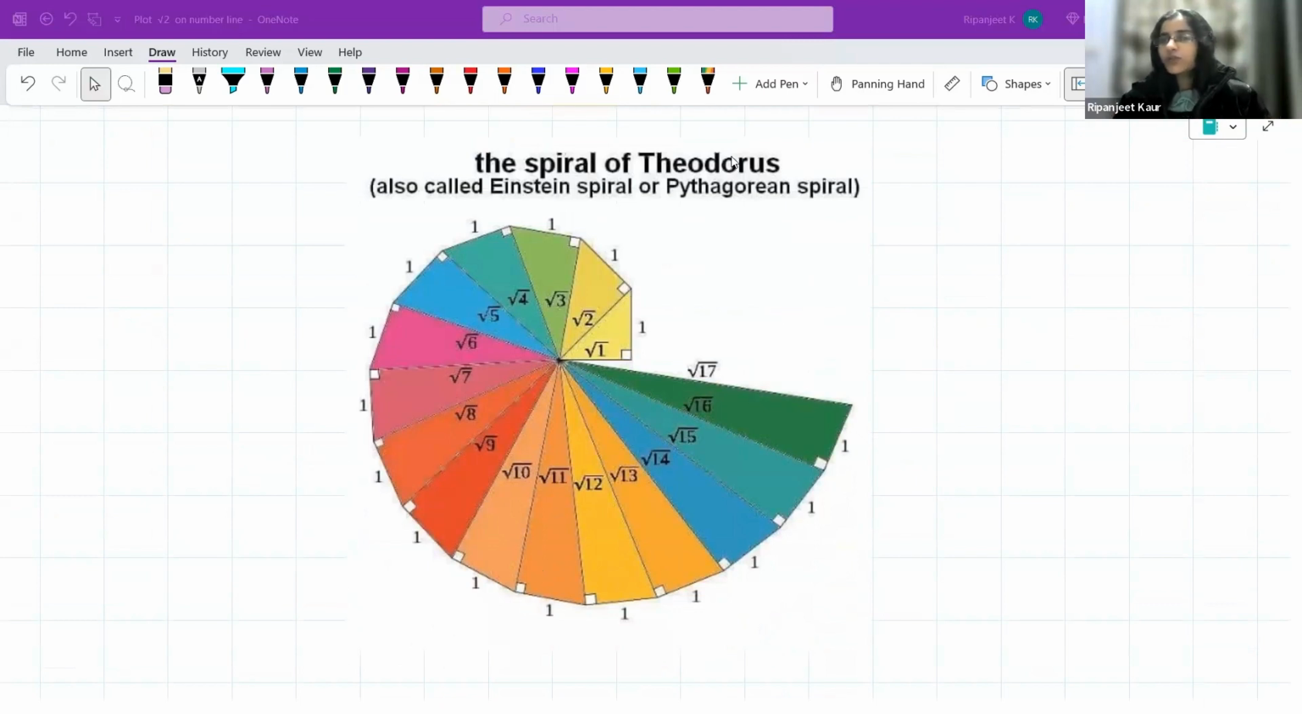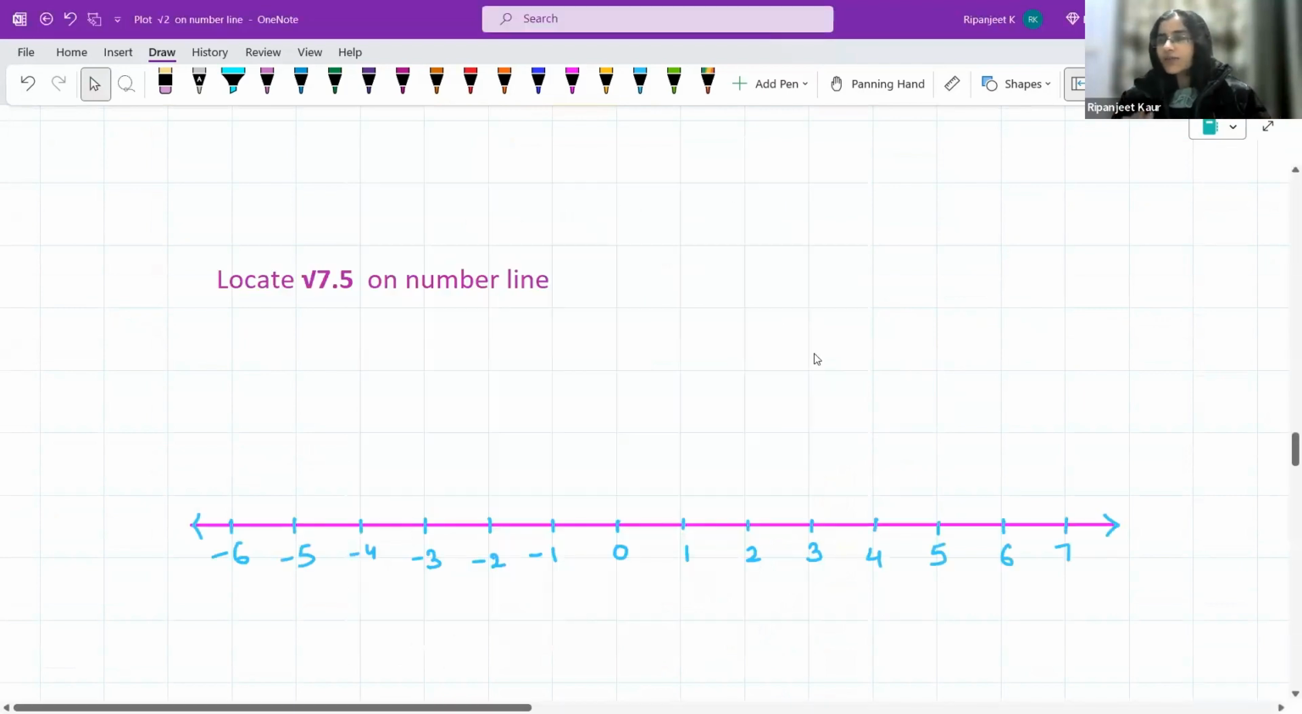Now today, do you remember there was this last question: you have learned the irrational numbers and how to represent them, but have you found the answer to this? How can we locate root 7.5 on the number line? Have you given it a thought? If not, let me show you how we can do that.